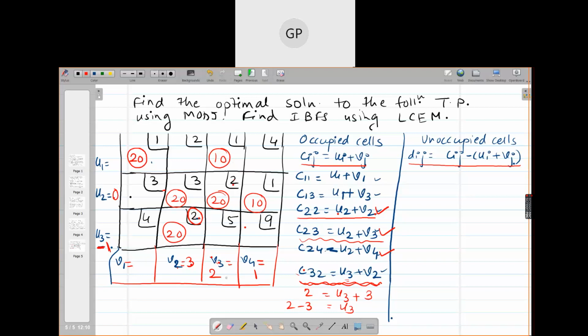Now V3 is 2. There is one more occupied cell, ये वाली. So V3 is 2. 2 plus U1. U1 plus V3, इस सेल का इक्वेशन क्या है? What is equation of this cell? C13 equals to U1 plus V3. So V3 is 2. So 2 plus something is 1. So what is the answer of U1? -1. Minus 1. Correct. Okay.